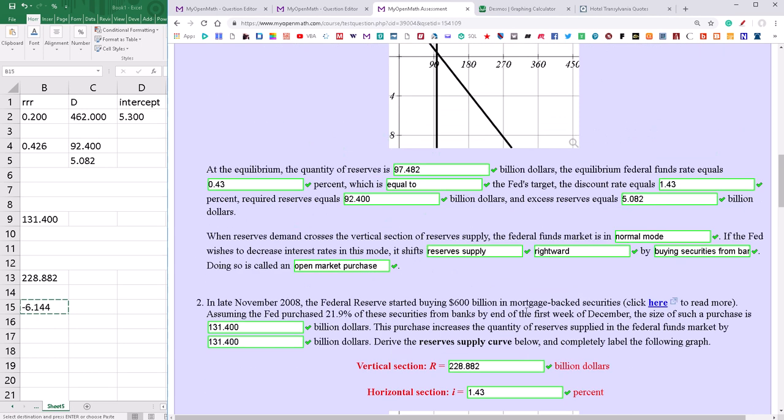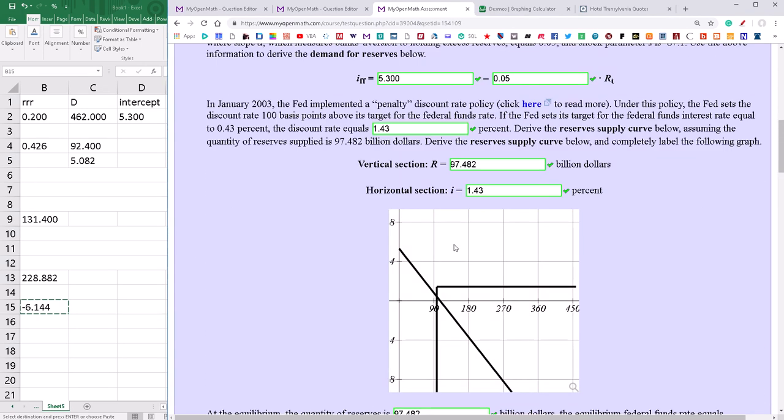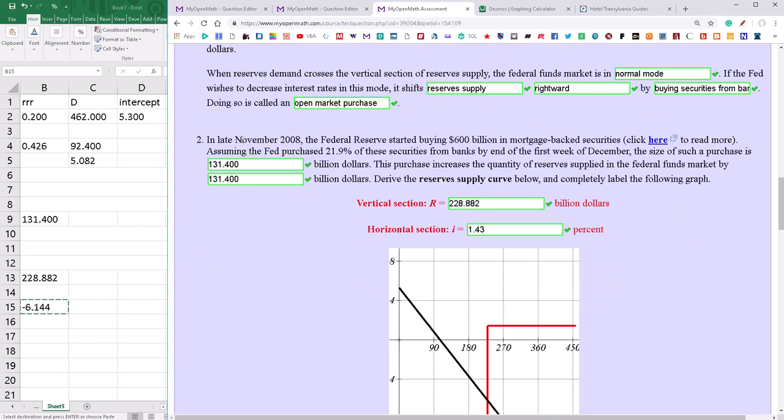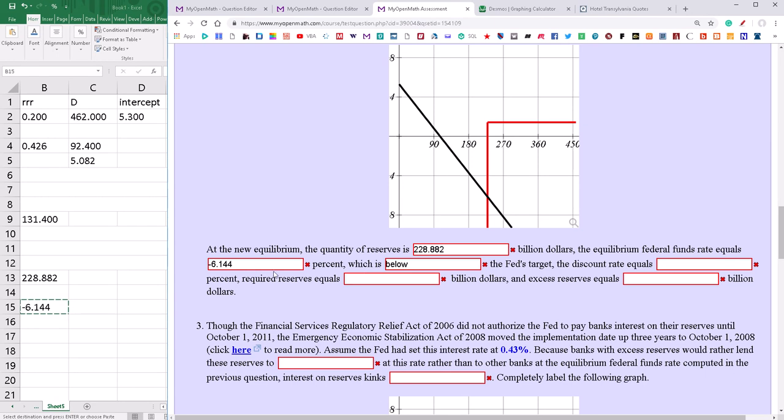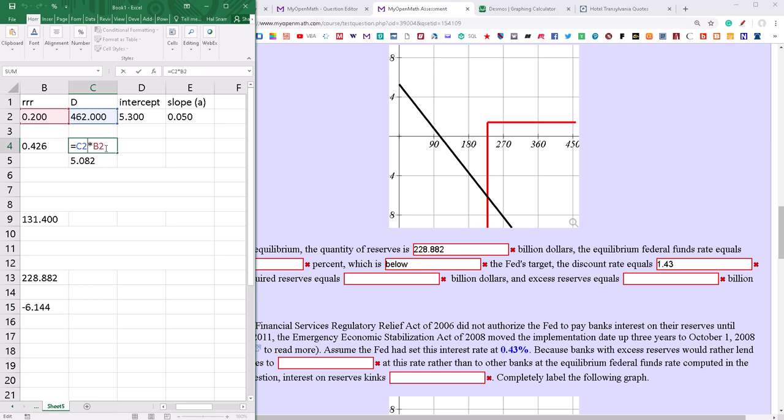Which is below the Fed's target. The Fed's target, remember, was 0.43. That's the Fed's current target. So this pushes it way below the Fed's target, pushes it into negative territory. The discount rate is still 1.43. Required reserves is still 92.4.